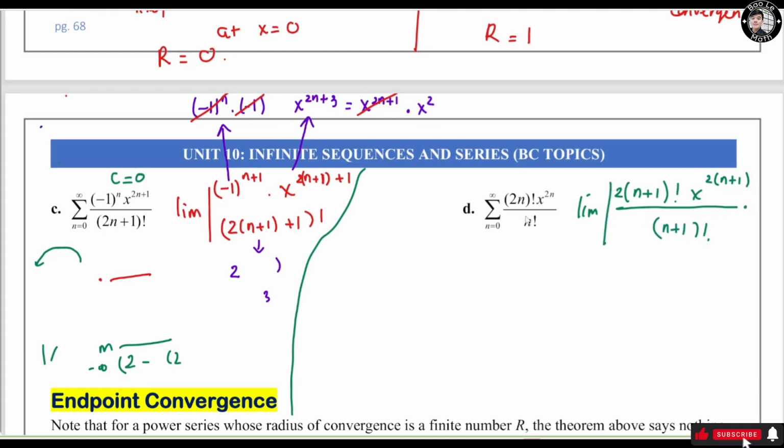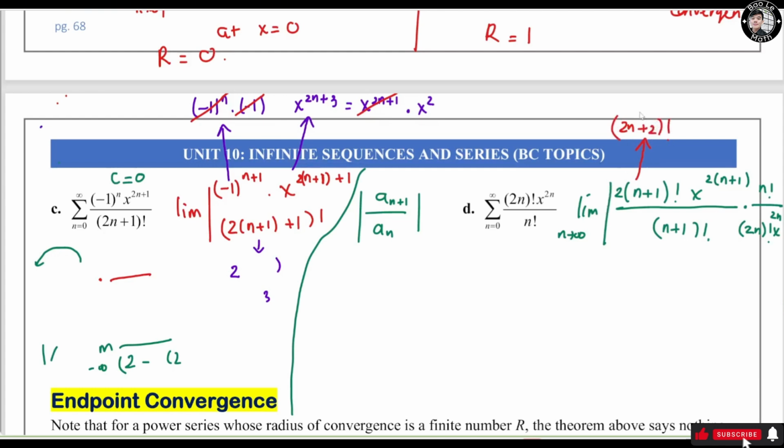Multiply by the reciprocal, a sub n plus 1 over a sub n. We're going to use the ratio test. So it could be (n+1) factorial over (2n+2) factorial times s raised to the 2n plus 2, multiplied by the reciprocal, (2n) factorial over n factorial s raised to the 2n, when n approaches infinity. We're going to simplify this one. It's going to be 2n plus 2 factorial.